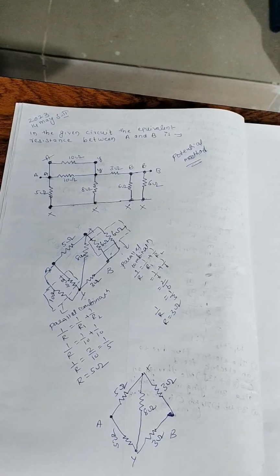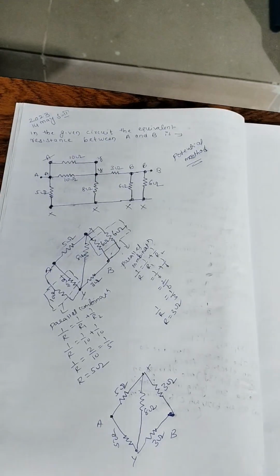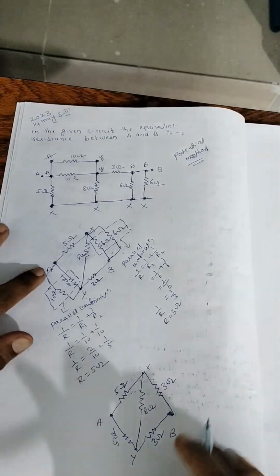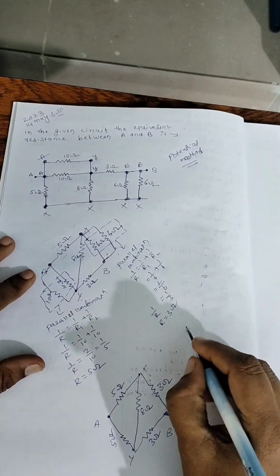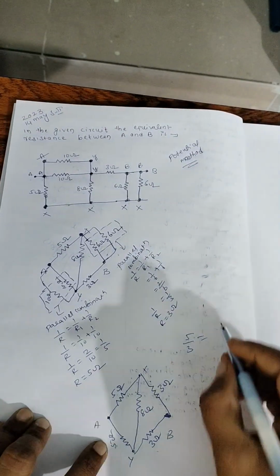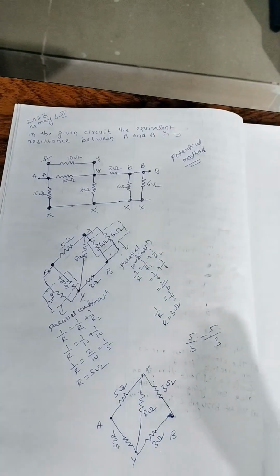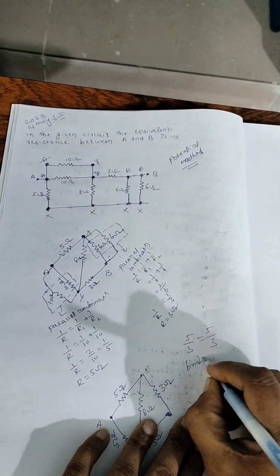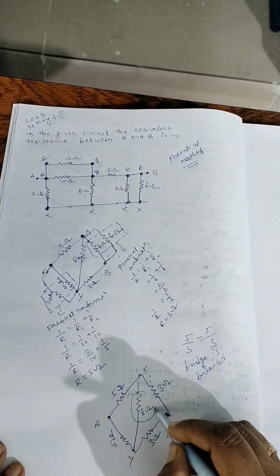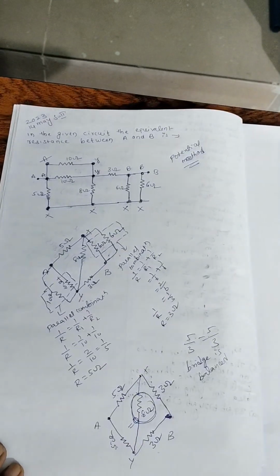Now how does this look? It is looking like a Wheatstone bridge, no? Yes, this is looking like a Wheatstone bridge. When we see a Wheatstone bridge, immediately we have to see whether the bridge is balanced or not. So let us see the formula, P by Q equals R by S. 5 by 3 is equal to 5 by 3. So the bridge is balanced. When the bridge is balanced, this value becomes 0.